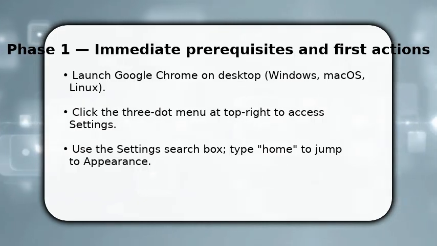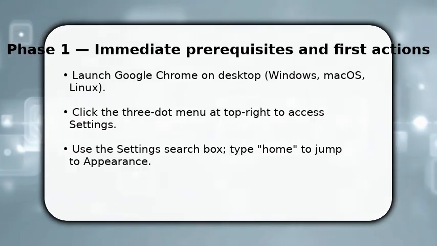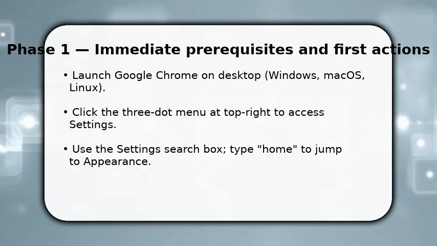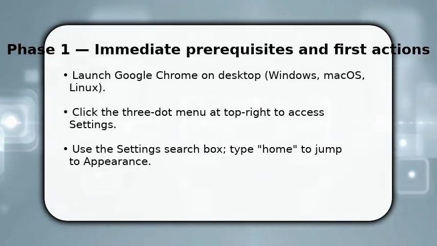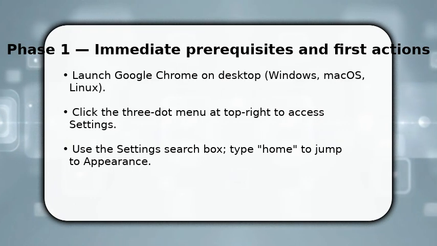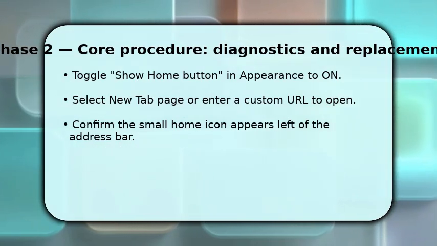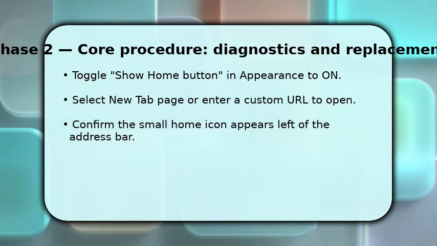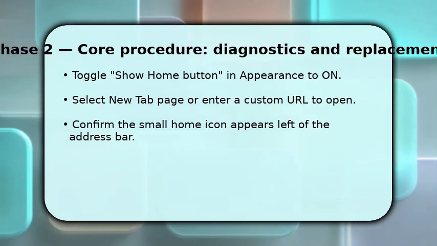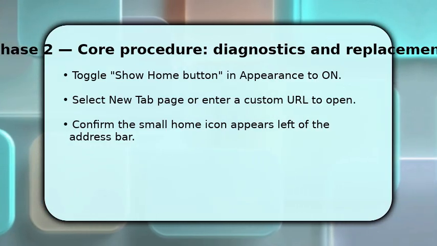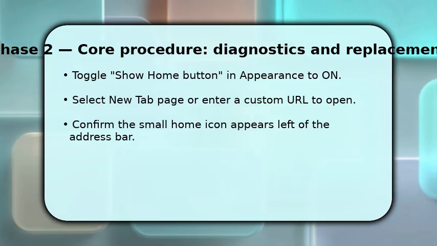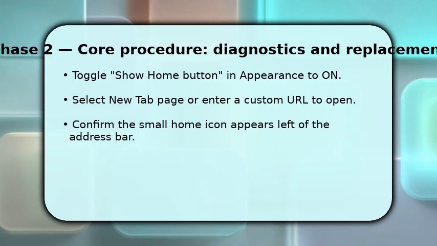As soon as you see Appearance, get ready to toggle the setting and pick whether it opens the new tab or a custom web address. Now enable the Home button by switching Show Home button to On in Appearance. Once done, Chrome will show two options. Set it to open the new tab page or enter a custom web address such as https://example. Choose the custom URL if you want a persistent landing page.